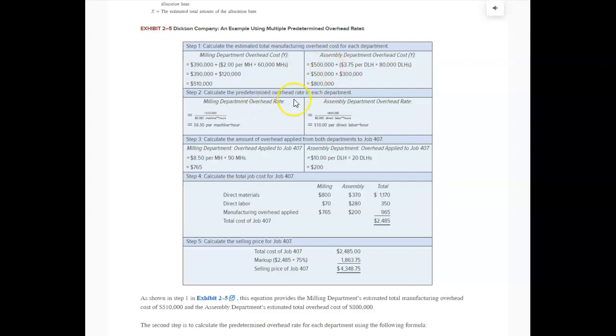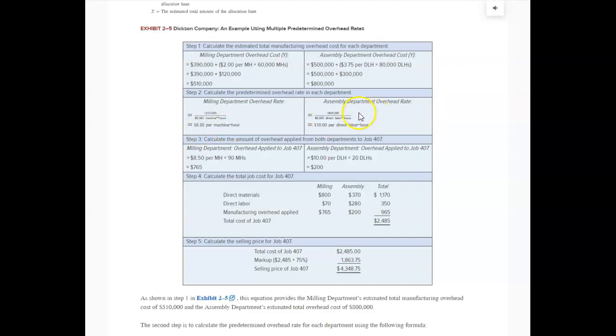Now, find the rate for each department. In milling, we take the $510,000, and this formula here is $510,000 divided by 60,000 machine hours. So again, this is $510,000 from step 1 for the milling, divided by the estimated machine hours, 60,000, so $8.50 per machine hour. So every job that comes to the milling department, when there is 1 machine hour spent on that job, you're going to add $8.50 per machine hour for overhead.